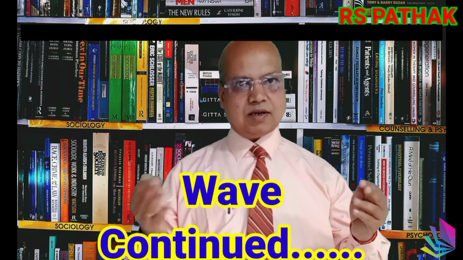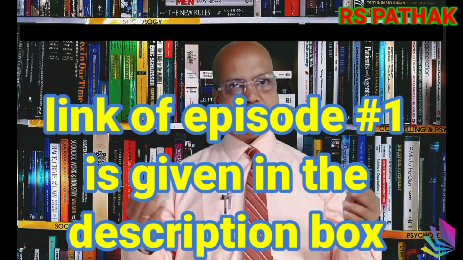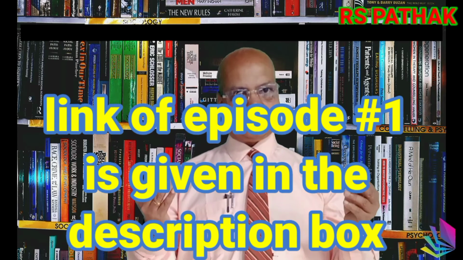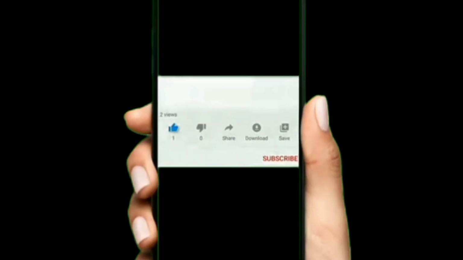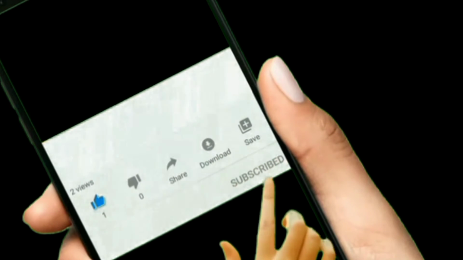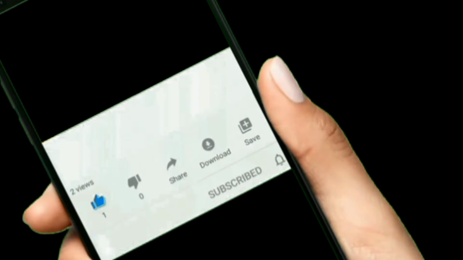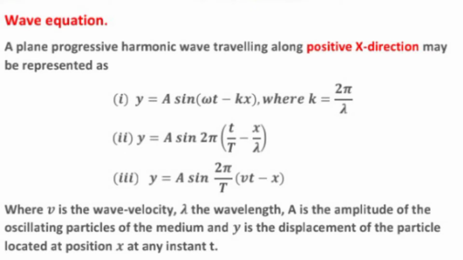Wave equation. What is wave equation? A plane progressive harmonic wave traveling along the positive x direction may be represented as: number 1, y equals a sine (omega t minus kx), where k is 2 pi upon lambda. Second, y equals a sine 2 pi (t upon T minus x upon lambda). And third, y equals a sine (2 pi upon lambda)(vt minus x), where v is the wave velocity and lambda is the wavelength.